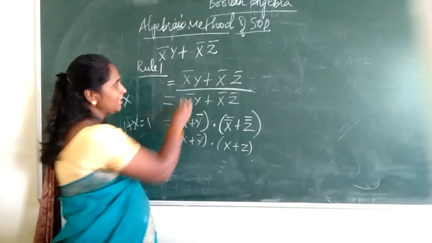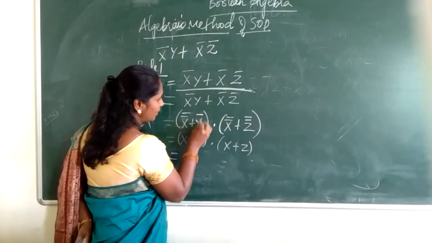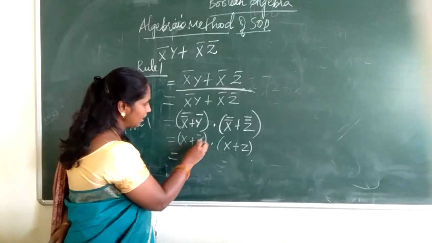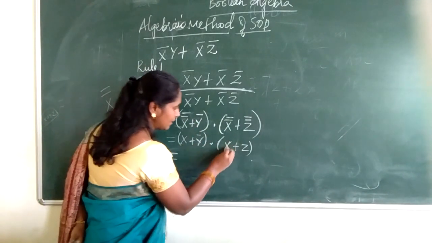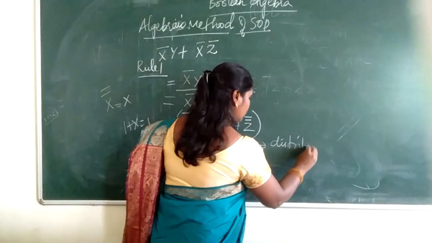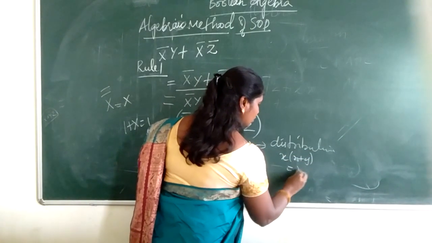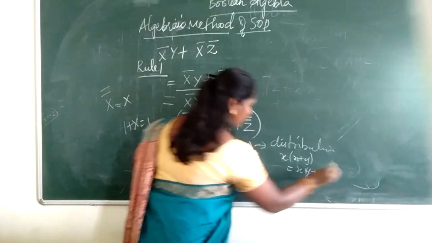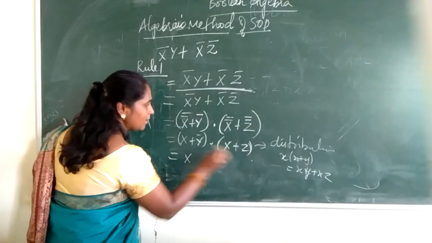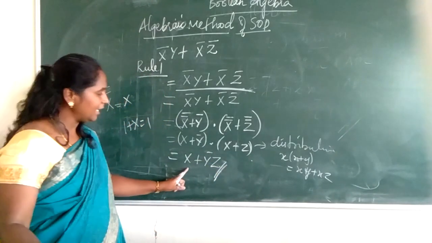So after complementing the entire thing, I have split the complementation and changed the sign. So x double bar is nothing but the same variable, that is y bar into x plus z. This is according to the distributive law. What it tells is x into y plus z equals xy plus xz. Here x is x, next y z is nothing but plus y bar z. Till here you got the expression.